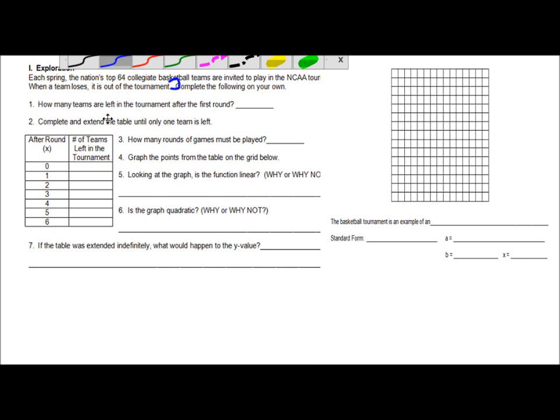So he's saying he's starting with 64 teams. So by the end of one round, how many would be left? If two teams are playing in a tournament and one team wins, the other team loses. So we are looking at 64 teams playing. So by the end of the first round, you'll be left with 32, just half of it, 32 teams left.